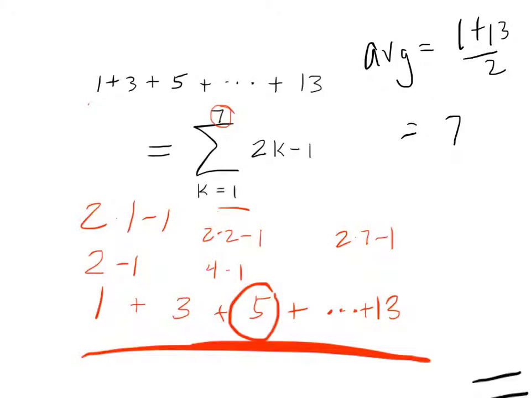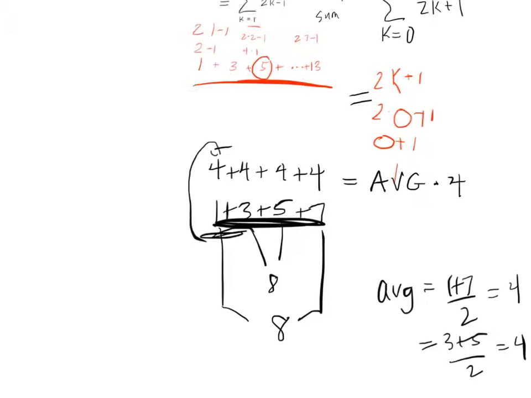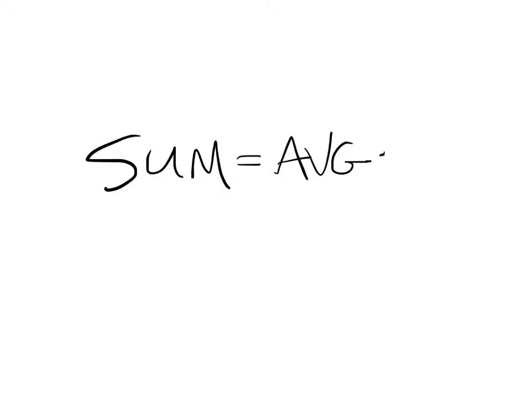How many numbers are there on the list? There's 7 here. So you don't have to count, right? We already did it. The summation tells you there's 7. So here's the end formula of this video. You need to write it big. The sum is equal to the average times the number of numbers. So remember that.